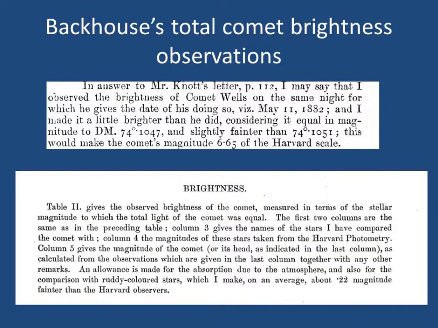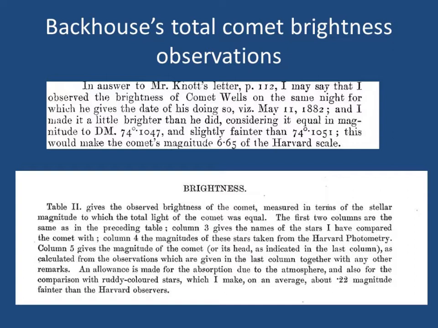And he answered Knott's letter in the Observatory saying that he had also observed Comet Wells on that night that Knott did to make that magnitude estimate. And he gives this table of brightness, which is in the next slide, which gives the observed brightness of this comet measured in terms of stellar magnitude to which the total light of the comet was equal. First two columns, and you'll see this in the next slide.